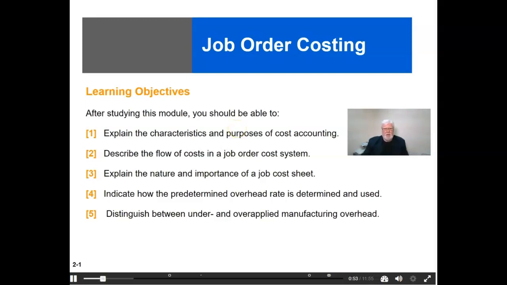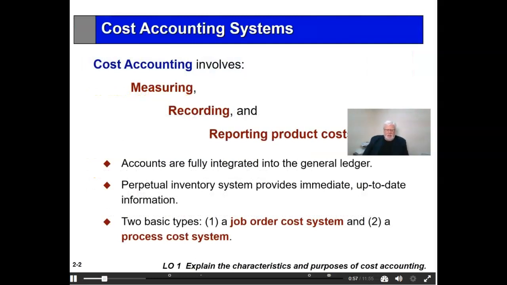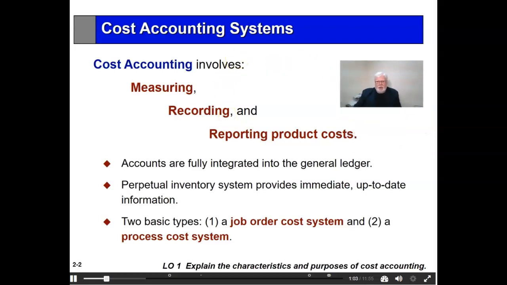Now, to begin with, cost accounting in general involves measuring, recording, and reporting product costs. Now, these costs are not separate. They're integrated into our general ledger accounting system. Because cost accounting is a perpetual inventory system, that means our records are always up to date.